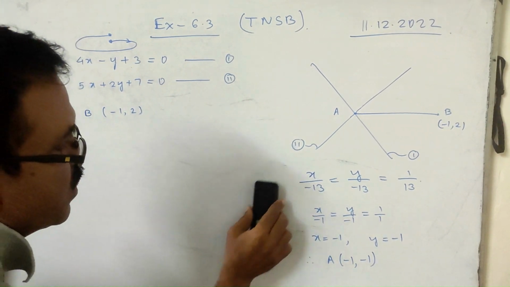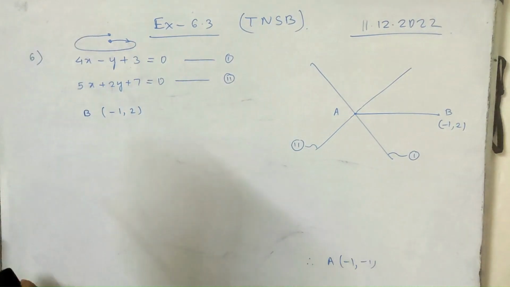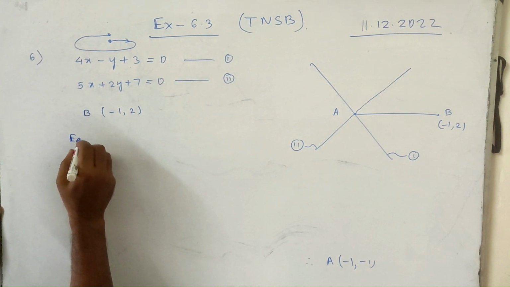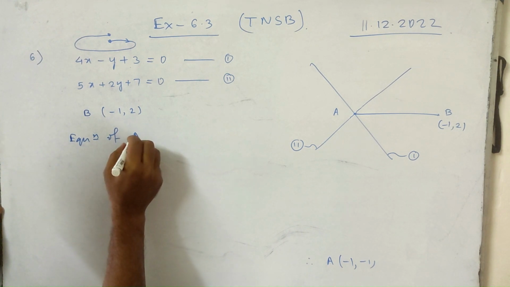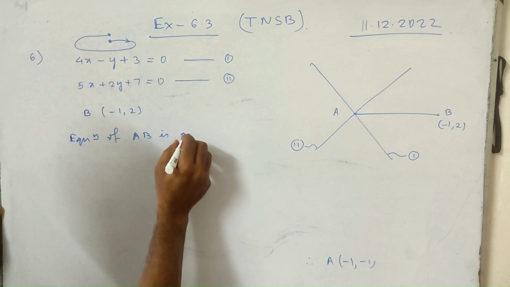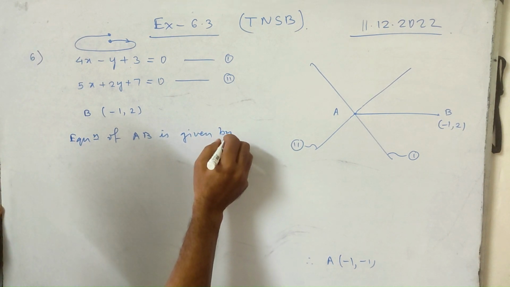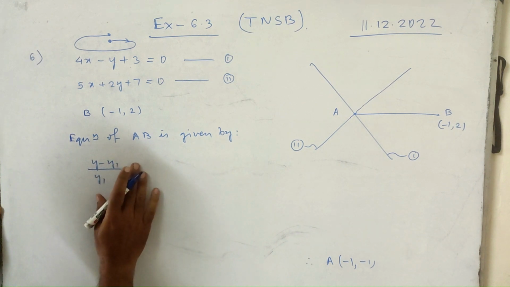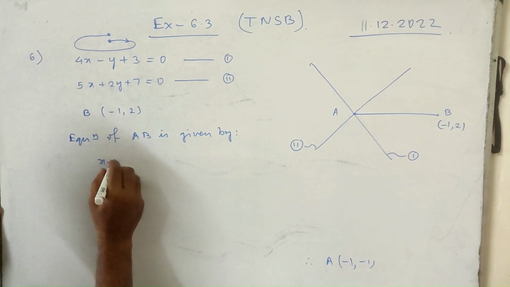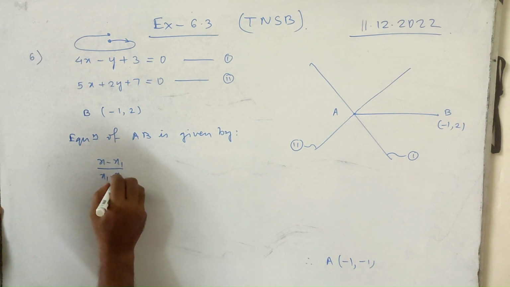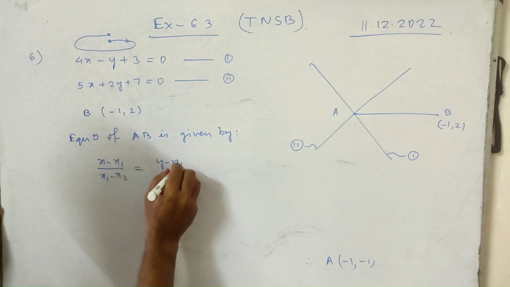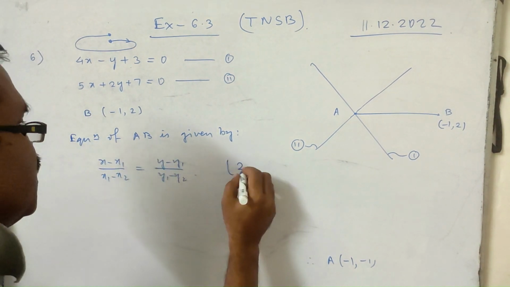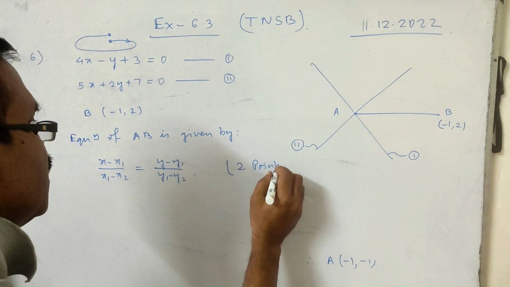So till this, yeah, this A point. Now the equation of AB is given by (x minus x1) by (x1 minus x2) is equal to (y minus y1) by (y1 minus y2). Two-point form, isn't it? This is the two-point form.